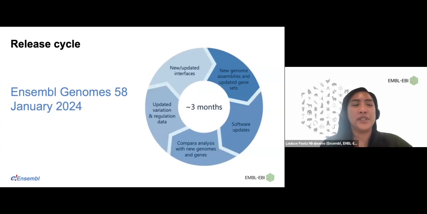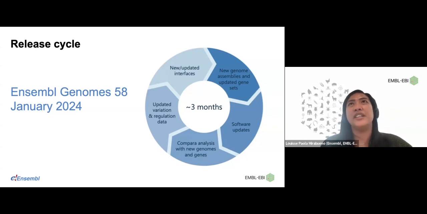So Ensembl works in release cycles. And Ensembl is updated about every 3 to 4 months. So the current release we are in is Ensembl Genomes 58. And this was published back in January 2024. And we're expecting the next release, so Ensembl Genomes 59, to come out early May 2024.